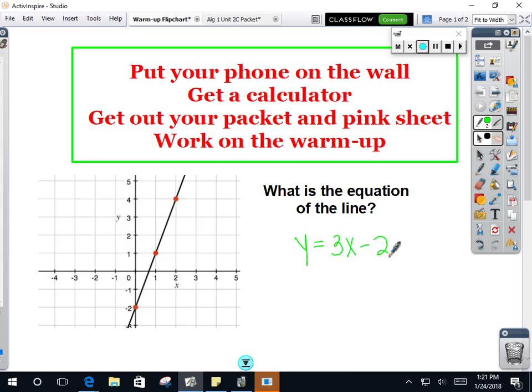Very good. The y-intercept is right here at -2, so that's why she has that in the b place of the equation. And then to get from one point to the next, you have to rise 3, run 1. 3 over 1 is the same thing as 3, so that's why that's her m, her slope. Okay, now turn to page 12 in your packet.